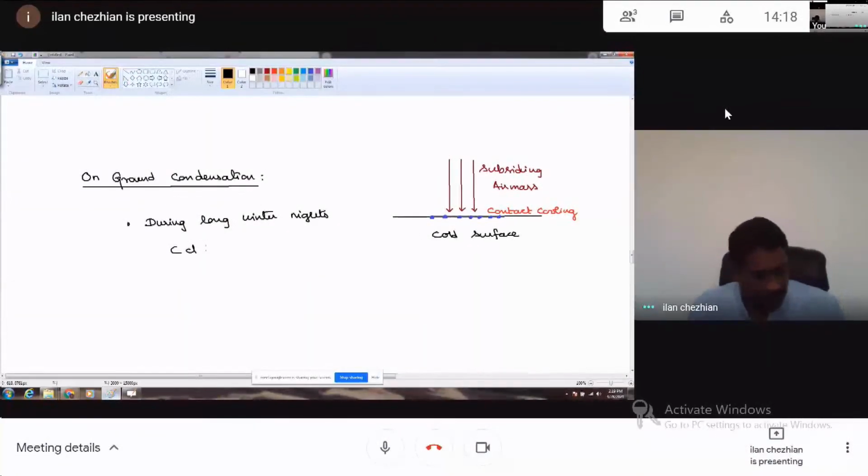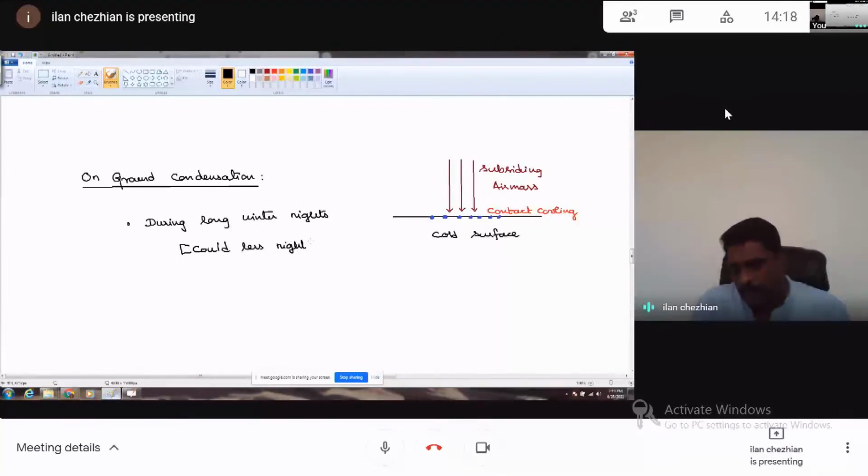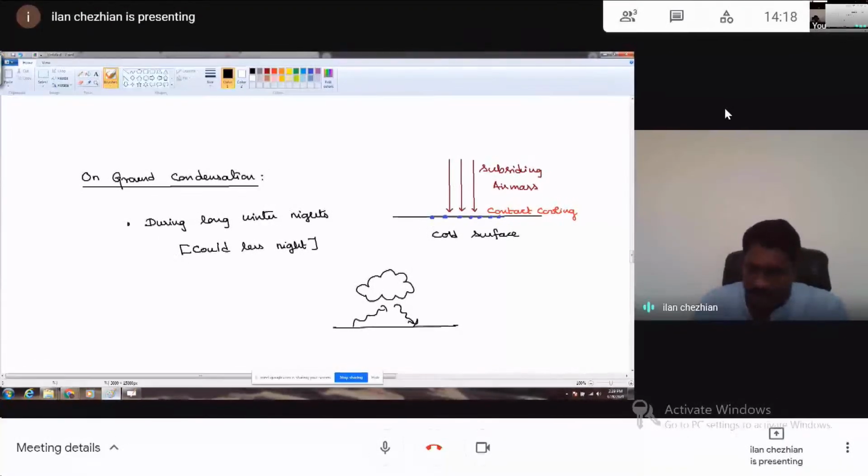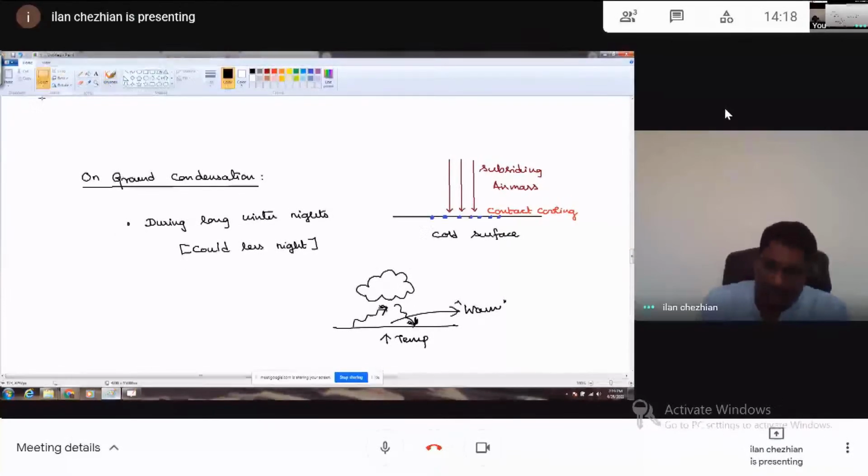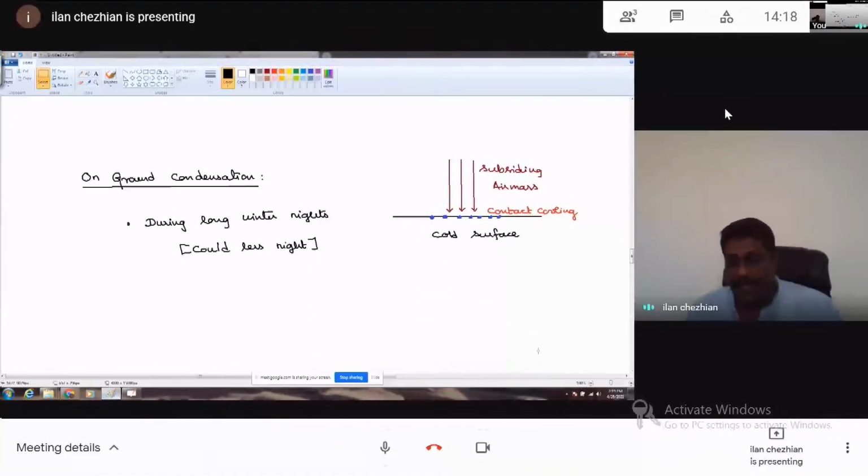Now, I said during long winter nights, and what is very important here, it should be a cloudless night. Very, very important. Why am I talking about a cloudless night? Because if you have a cloud at night, terrestrial radiation will be reflected by the cloud. If it is reflected, the heat will not be released, and the temperature will increase. So nighttime becomes warm if you have cloud. That's the reason I said it should be a cloudless night.